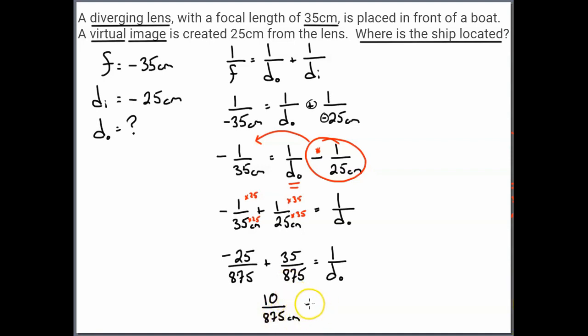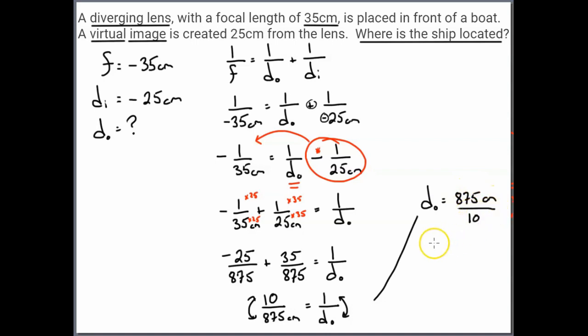Let's put them in here. It is 1 over DO. Take the reciprocal, or flip both sides. Go up here again, and we get DO equals 875 centimeters over 10. For that, we don't even need our calculator because we just move the decimal place to the left. So we have 87.5 centimeters. There we have it.